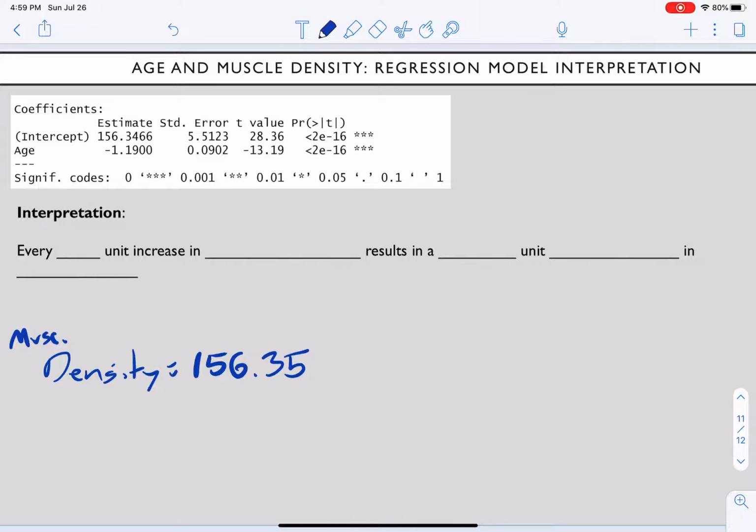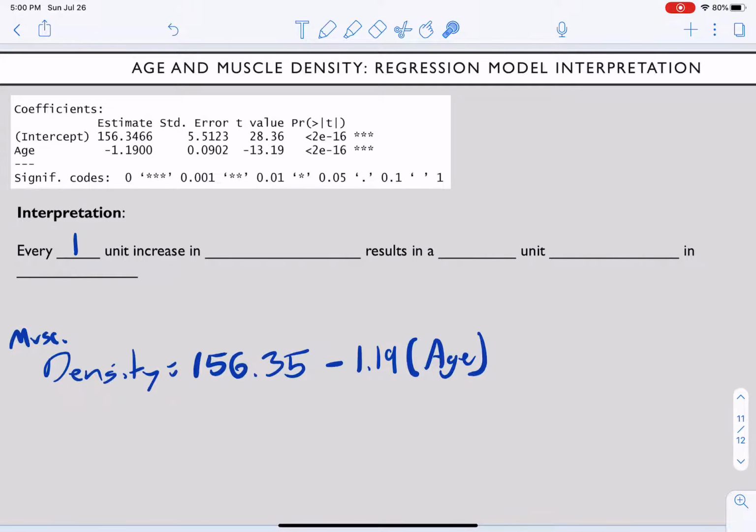Well, our intercept is there. We need the slope, and the slope is negative, so that's negative 1.19. This is all familiar. And then x, age in this case. Very cool. So for every 1 unit increase in age, if we were to increase age from 50 to 51, it's going to change this whole thing by this much.